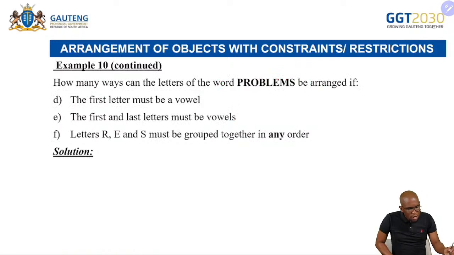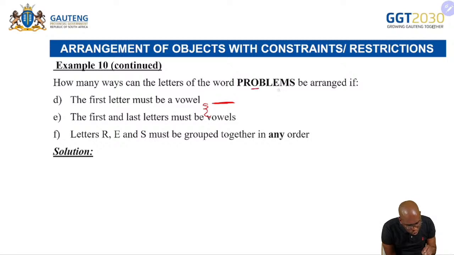Right, moving on. This example continues, it does not end there. The first letter must be a vowel. So if the first letter must be a vowel, then if we zoom into this, the first position must be a vowel. So we need to define a new subset for the first position. Our subset for the first position is a vowel. Which ones are our vowels in these 8 letters? It's O and E.